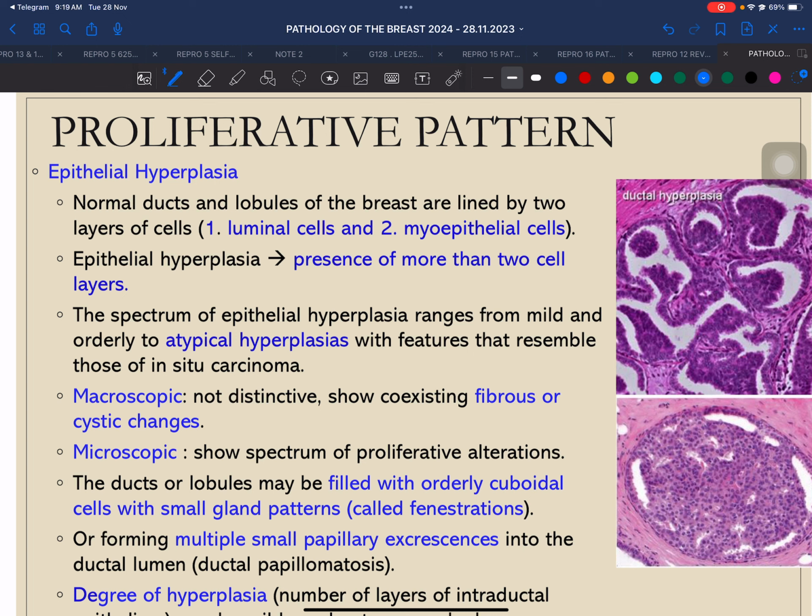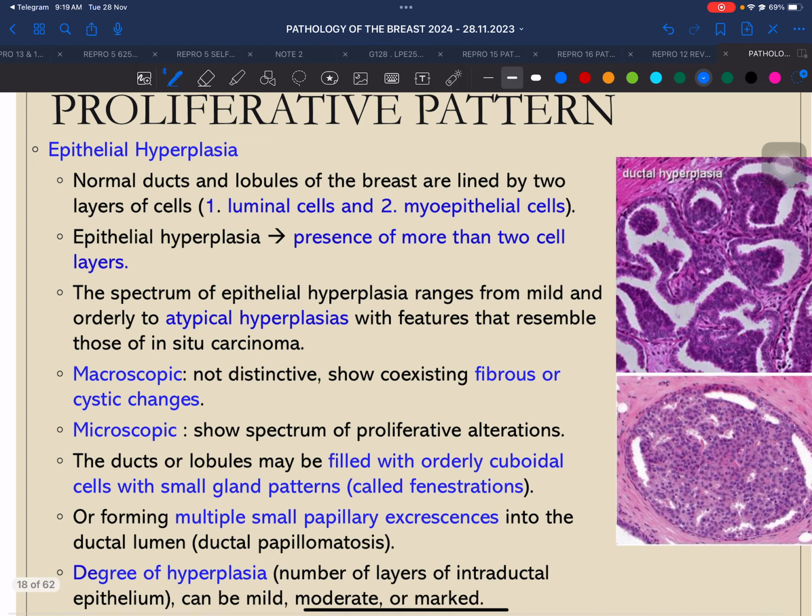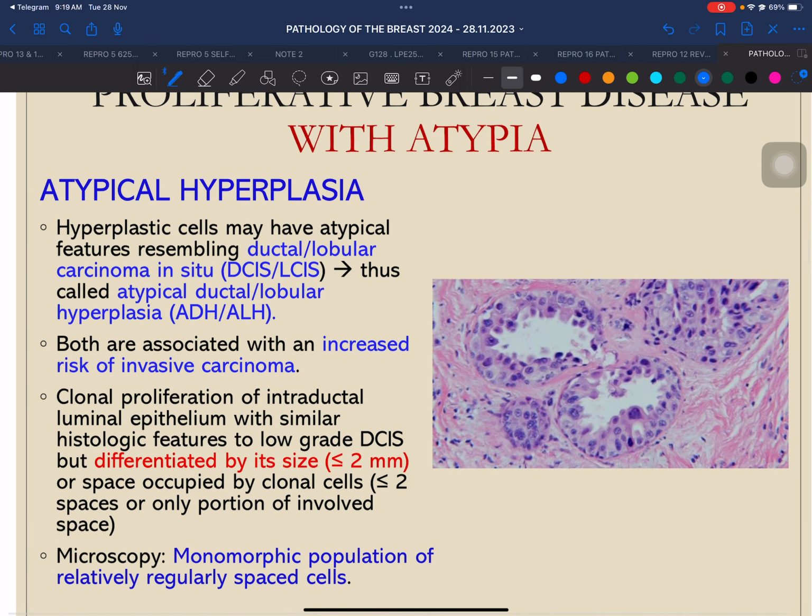So the ducts can be filled with cells forming slit-like windows or fenestration like this one, or they can form papillary excrescences, like a finger-like projection into the ductal lumen. And they may produce calcification, so they can mimic cancer. For atypical hyperplasia, it is hyperplasia, but the cells are showing atypical changes. There are atypical ductal hyperplasia and atypical lobular hyperplasia. Both have an increased risk of invasive cancer.